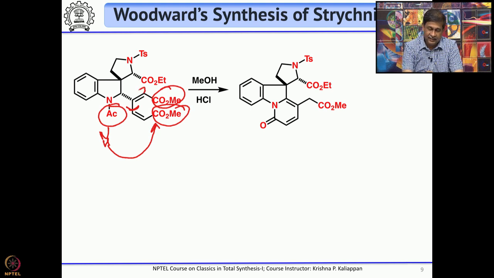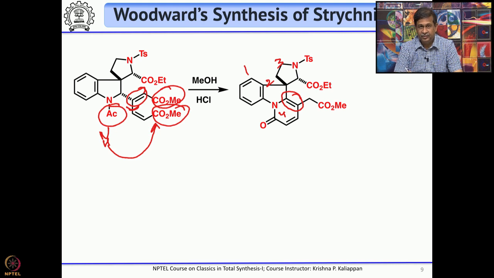Second thing is that the double bond which is outside now isomerized to this ring. So two reactions happen. One, the N-acetyl was cleaved followed by cyclization. The second, the double bond isomerization to get this pyridone ring. Now if you look at strychnine, out of 7 rings, 4 rings are constructed, 1, 2, 3, 4, so 3 more rings to be constructed.